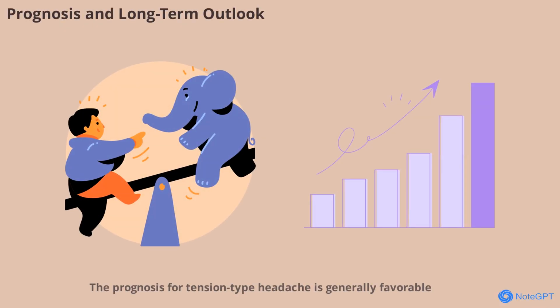Prognosis for tension-type headache is generally favorable, with many individuals experiencing remission or reduced frequency over time. However, chronic TTH can persist and significantly impact quality of life. Factors associated with poor outcomes include coexisting migraine, psychiatric comorbidities, and medication overuse. Long-term studies show that headache types can evolve, and ongoing monitoring is important. Early intervention, comprehensive management, and addressing comorbidities can improve long-term outcomes and reduce the risk of chronification.